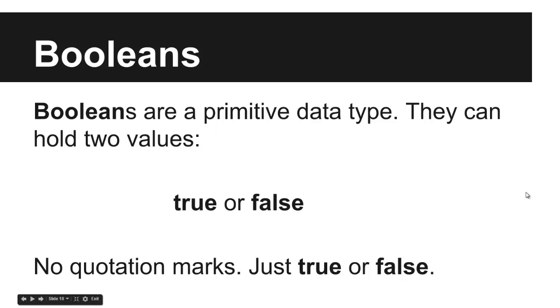So let's talk about Booleans. Booleans are a primitive data type that can hold two possible values: true or false. No quotation marks, no numeric type, nothing with numbers, just true or false.